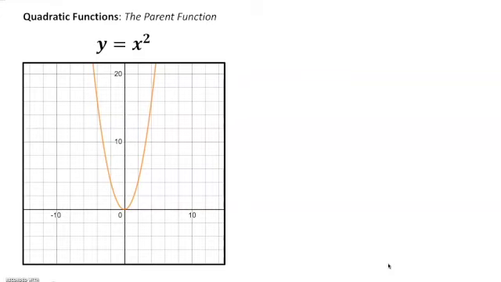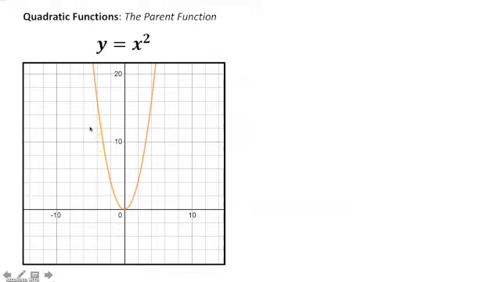So what are quadratic functions and what do we need to know about them? So we're just going to start with focusing on the graphs, and then from the graphs, what things you need to know about quadratic functions. So first things first, the quadratic function is anything that looks like this curve here.